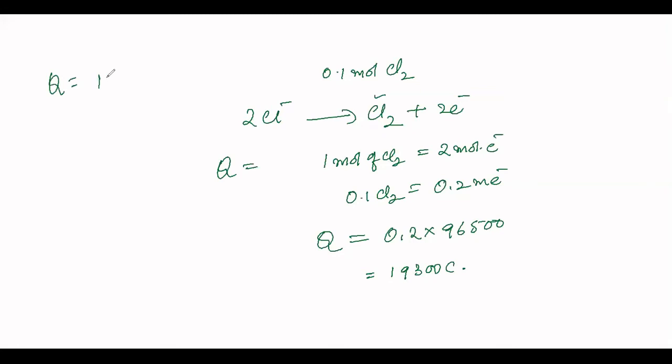Then use the equation Q is equal to I into T. So 19300 coulombs should be equal to I, which is 3 amperes, into time, which you will get in seconds. Therefore time is equal to 19300 divided by 3. This will be 6433.3.